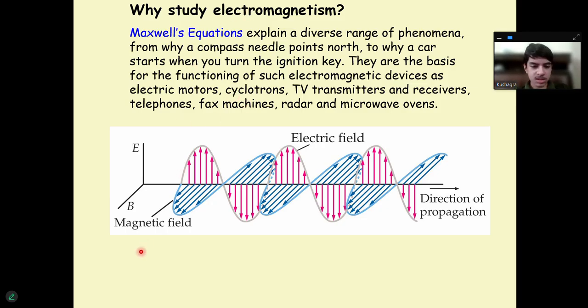So, cyclotrons it is. As you can see, this is the magnetic field, and it is produced by the moving of this electric charge. This is the direction of the propagation of that one unit of electric charge. Next slide, we'll proceed to the next slide now.